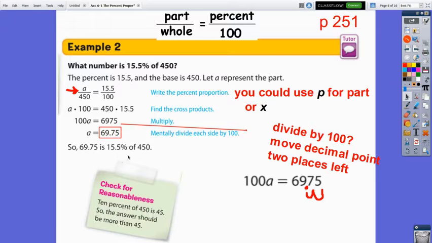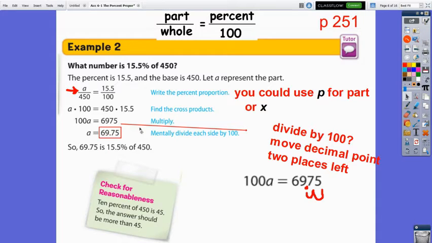Yeah, it's 10%. Well, this 10% is 45. We'll talk more about that in a future topic. Okay, but 15%, less than a quarter, right? Less than 25% of 450. So that's a good number.